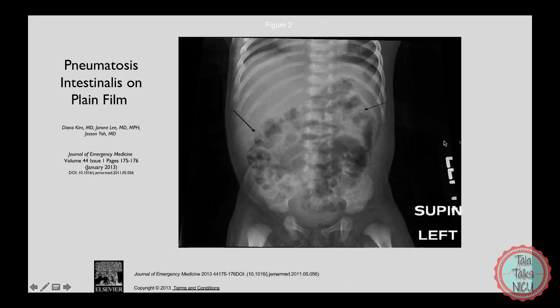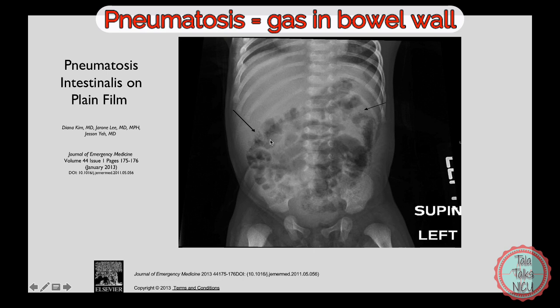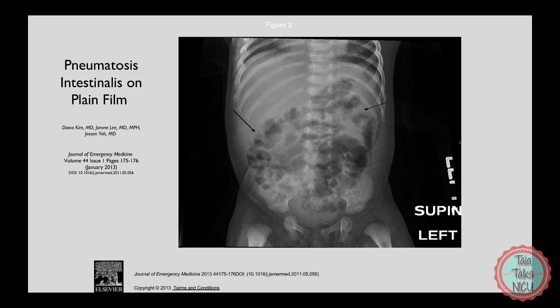Now, look at this abdominal plain X-ray, which clearly shows pneumatosis. Pneumatosis intestinalis means that there is gas in the wall of the intestines. If you see it, the infant has NEC. So pneumatosis is pathognomonic for NEC.